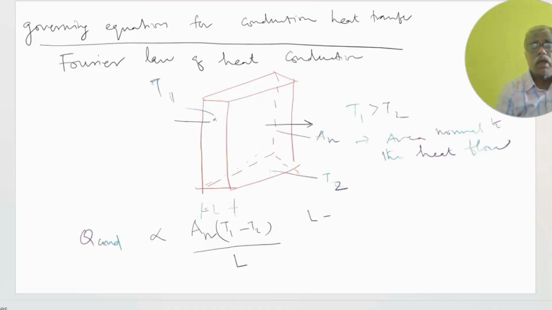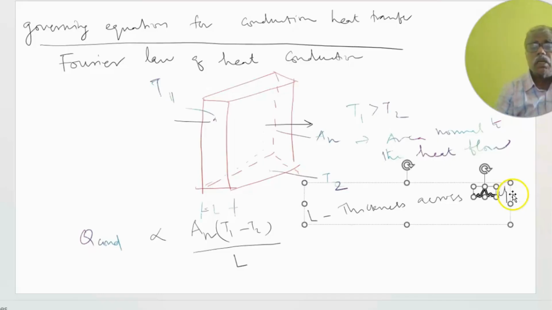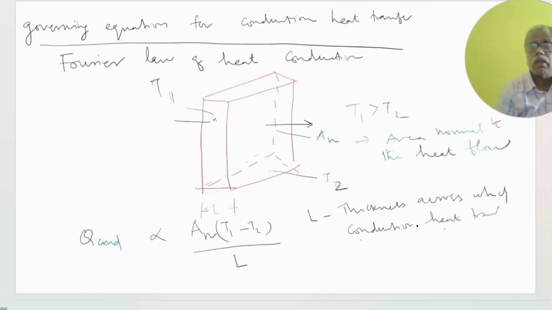So L is thickness across which conduction heat transfer is occurring. So this is the formula. Conduction heat transfer is directly proportional to the temperature difference, directly proportional to the area normal to the heat flow, and inversely proportional to the thickness across which the conduction is occurring.